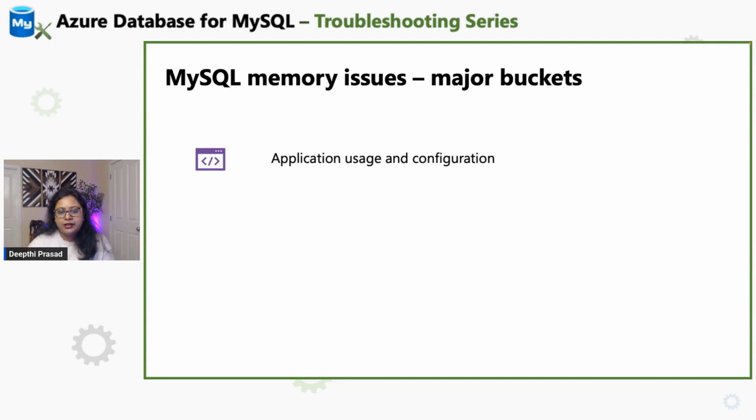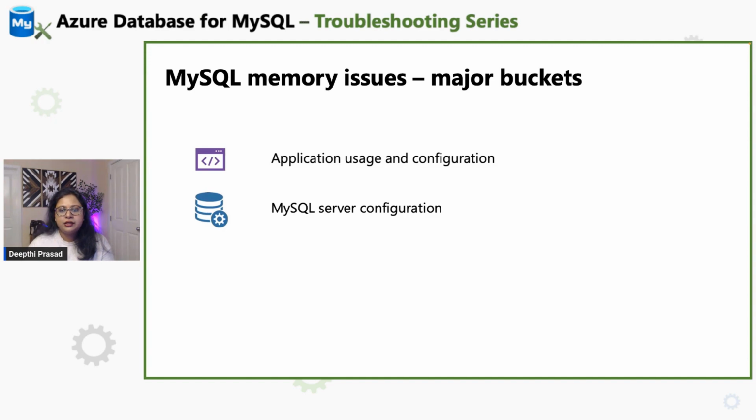The next bucket is the set of remedies where MySQL server parameters will need to be tuned to the new workload to achieve optimal performance. This is the biggest bucket, and DBAs play a huge role in maintaining this.